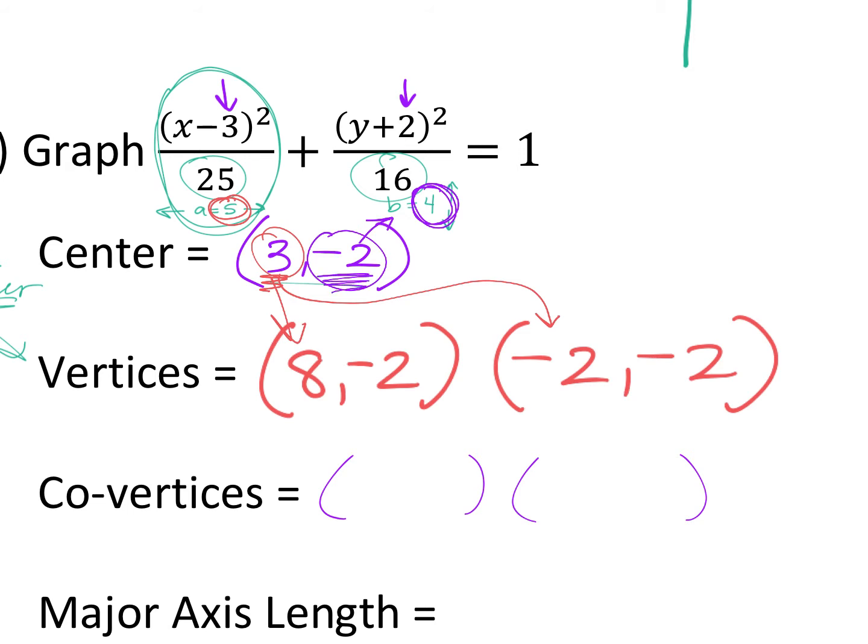From -2, I'm going to add 4. I'm going to move 4 up. You'd be at a +2, right? Your X value doesn't change, so it's still at 3, and then a +2. If at -2 I move down 4, where am I now?